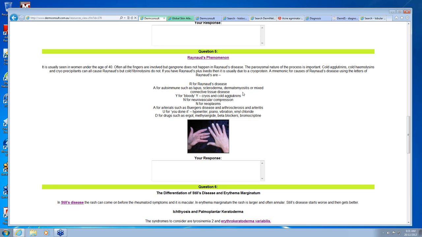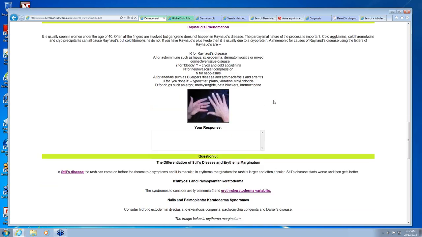Dermatomyositis, mixed connective tissue disease, sure, it can occur with those. Y is for blood, or bloody, to remember the causes like cryos and cold agglutinins. N for neurovascular compression. Okay, what are we talking about there? The accessory rib syndrome, cervical rib syndrome. I think that can do it. N for neoplasms. Must admit, don't normally think of that. A for arterioles or arterial disease, such as Buerger's and atherosclerosis and arteritis.